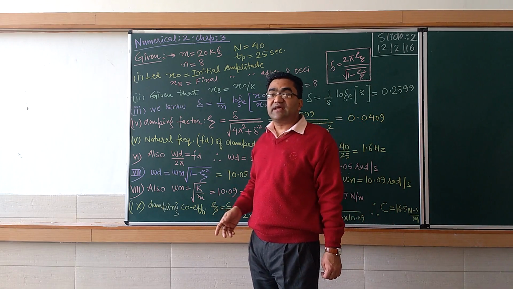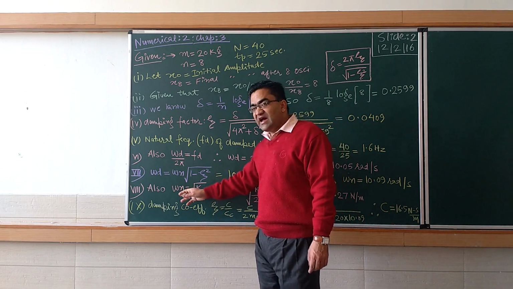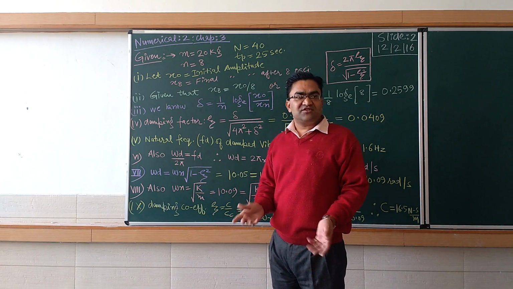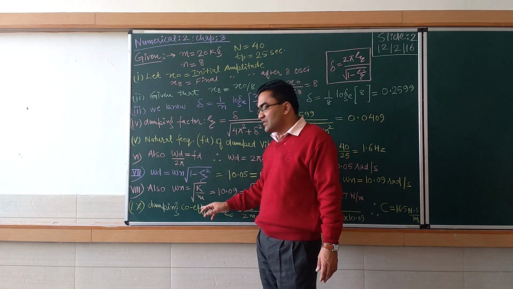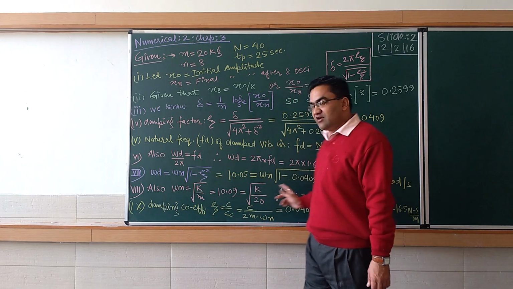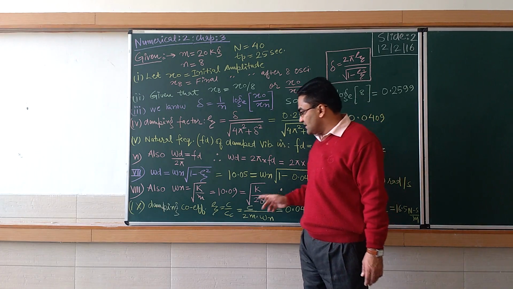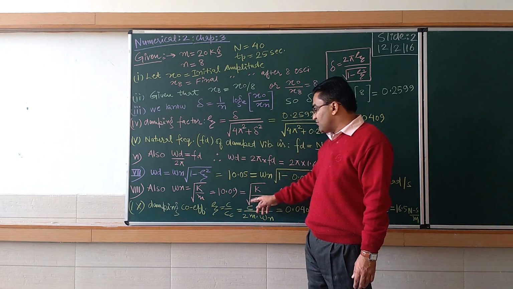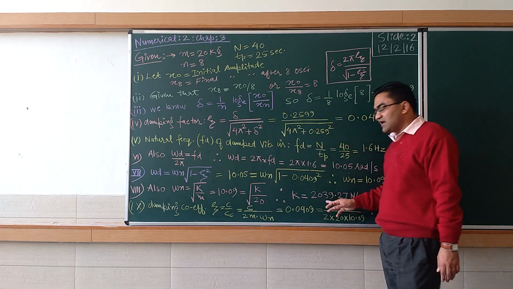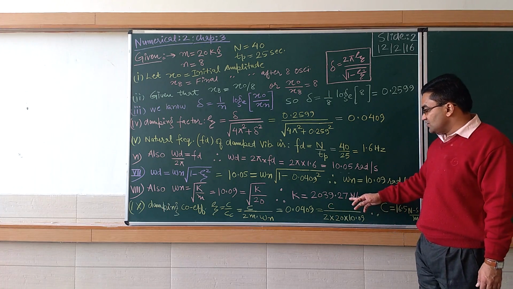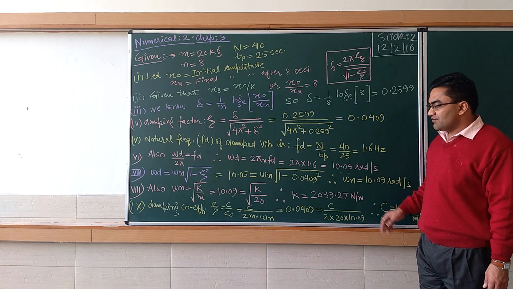Now next we have to calculate k. What is k? Omega n we have already calculated. We know the relationship between omega n, k and m: omega n equals root of k by m. Put the value of omega n, which we calculated in our last step. So 10.09 equals root of k upon 20, where 20 is the mass that is already given. From here we can calculate k as 2039.27 Newton per meter.